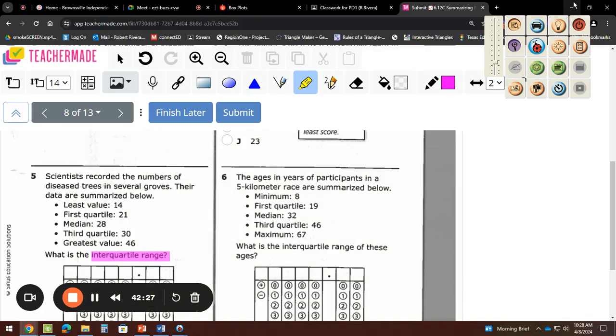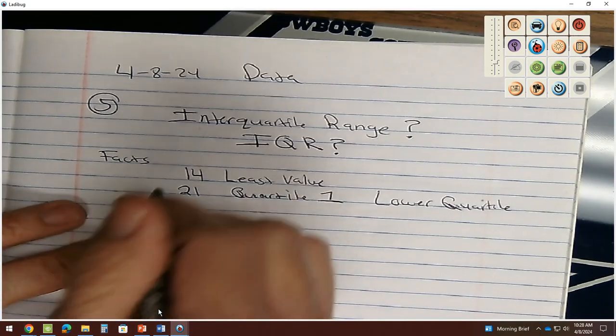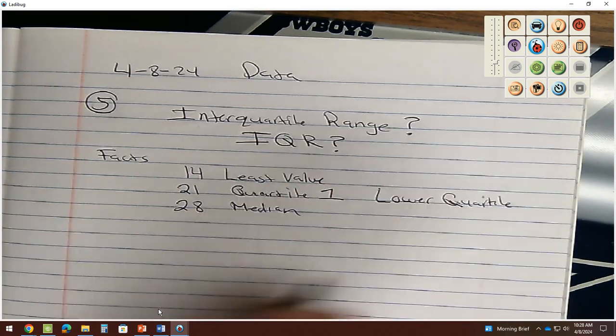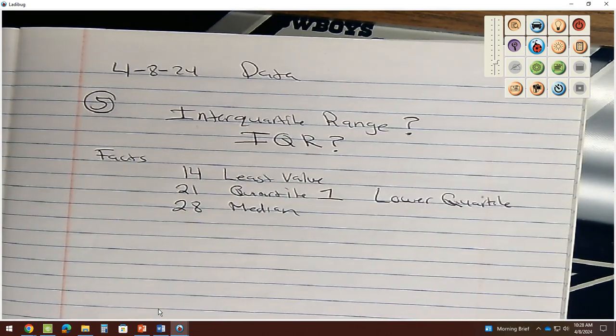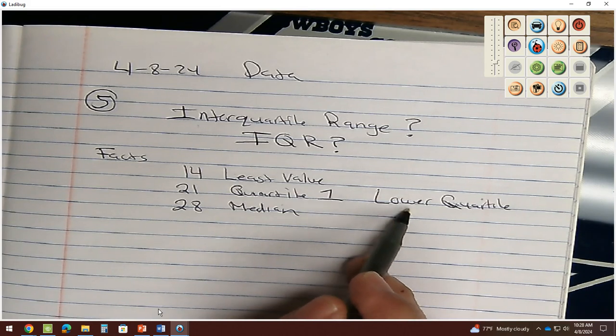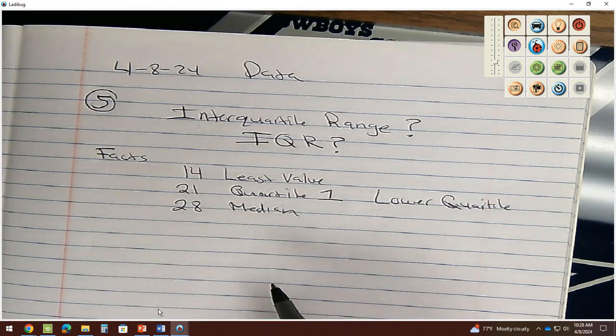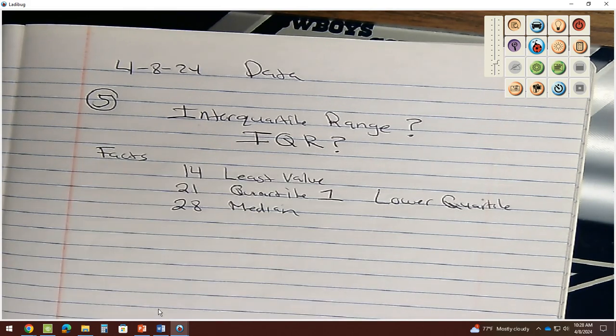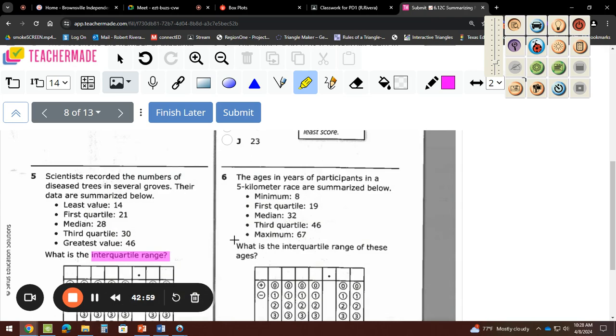Who's next? Who's next that I need there? The median is who? 28 median. Do I need to put another word for that, or I just call it median? Just call it median. Why did I put another word for this guy? Because quartile 1 is called the lower quartile because he's the smallest one from the quartiles, the interquartiles. Okay? A lot of vocabulary in data.